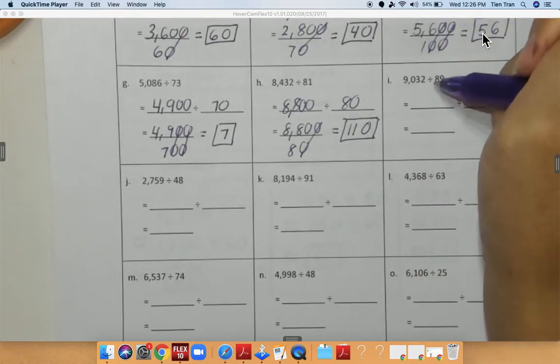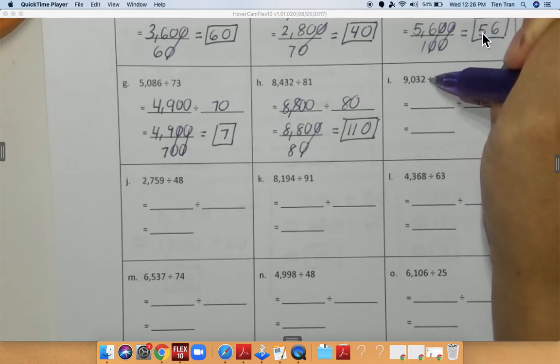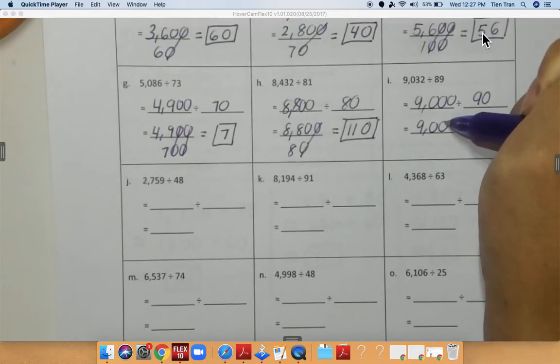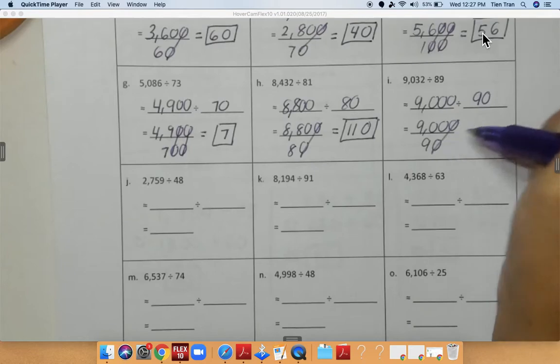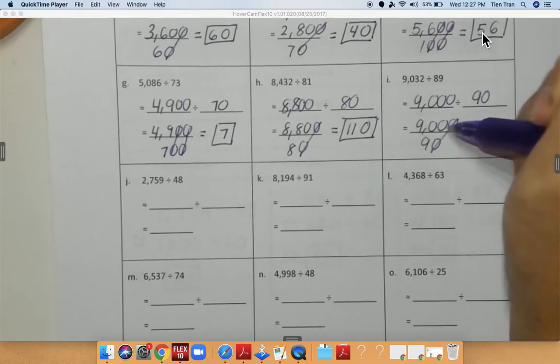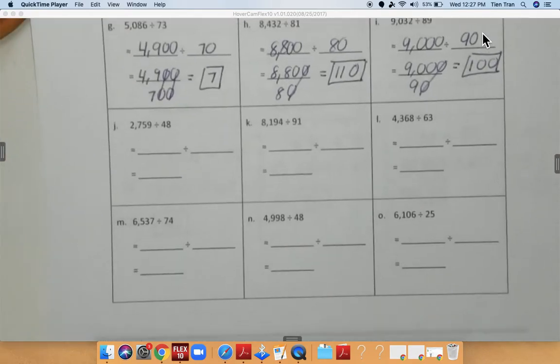Over here, I have 89, which can be rounded to 90. 9,032 can be rounded to 9,000. I have 9,000 divided by 90. 0 divided by 0 is equal to 0. 9 divided by 9 is equal to 1. Add my 2 zeros at the end, and my final answer is 100.